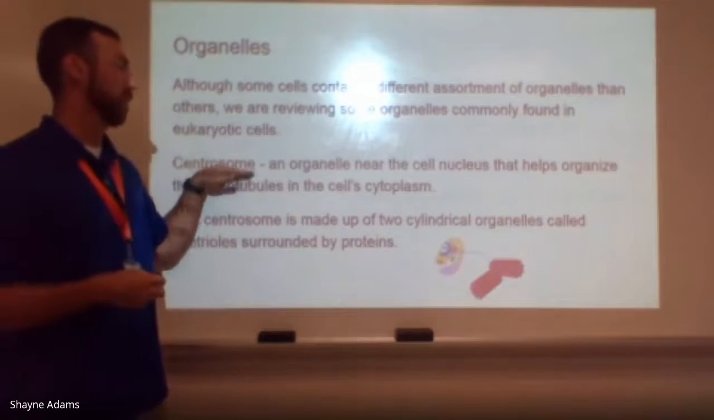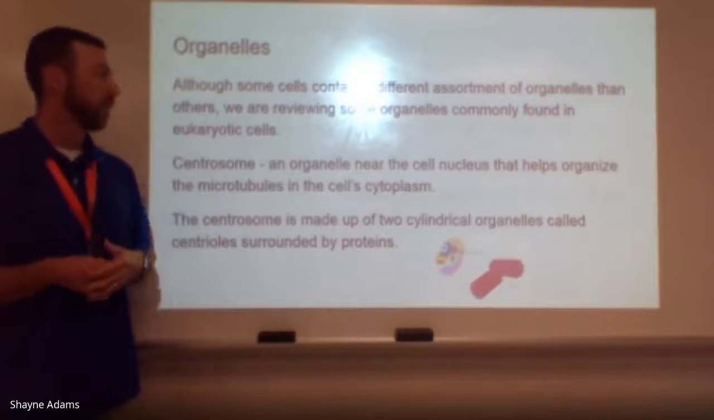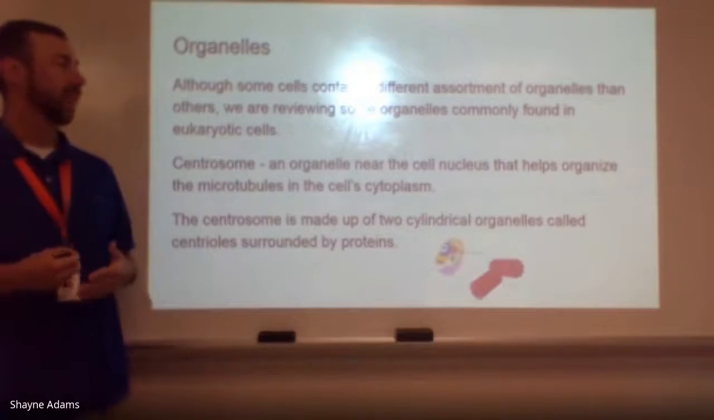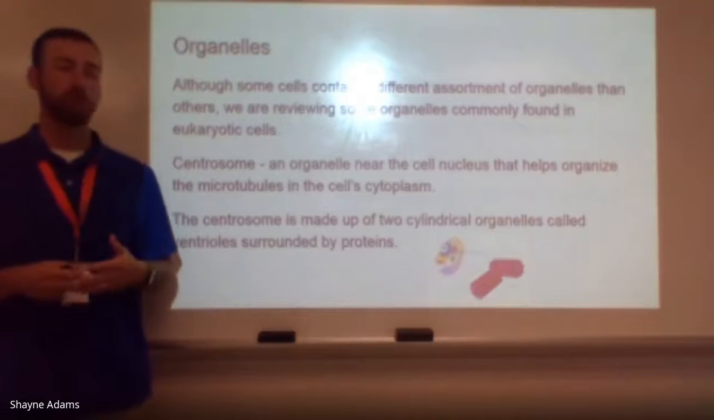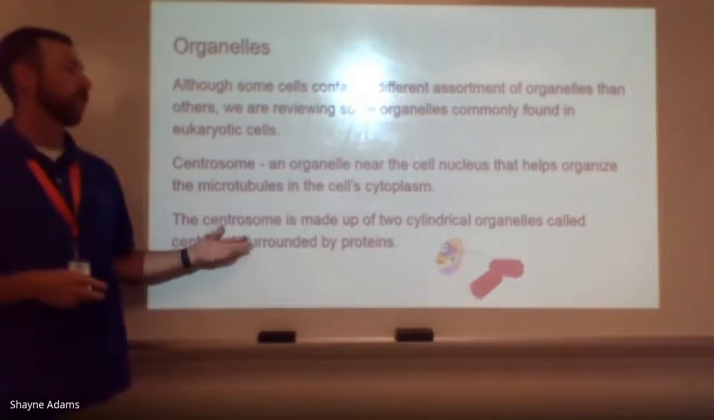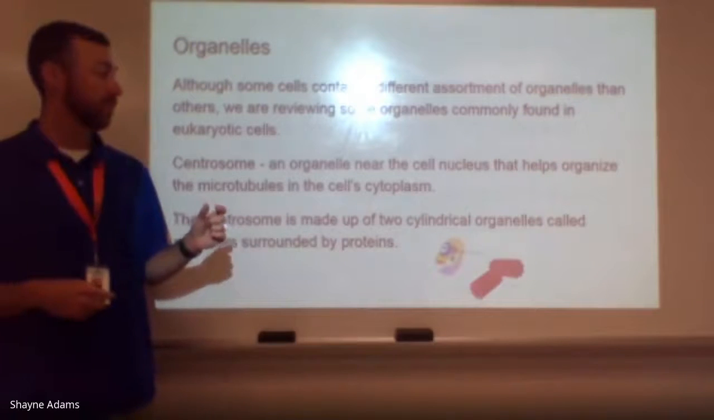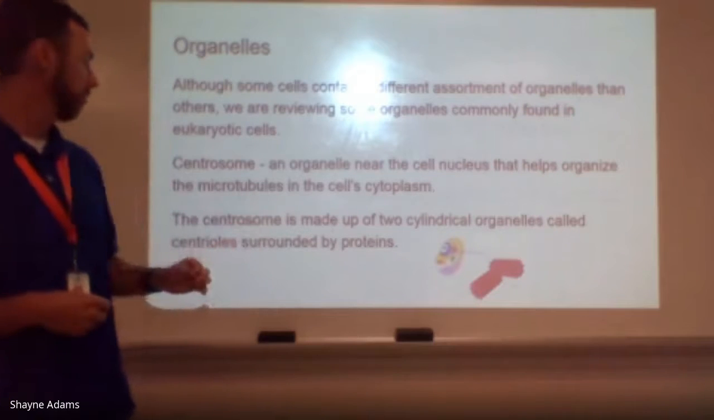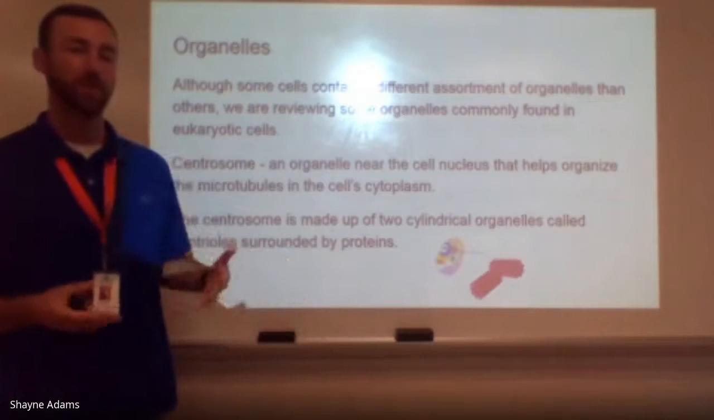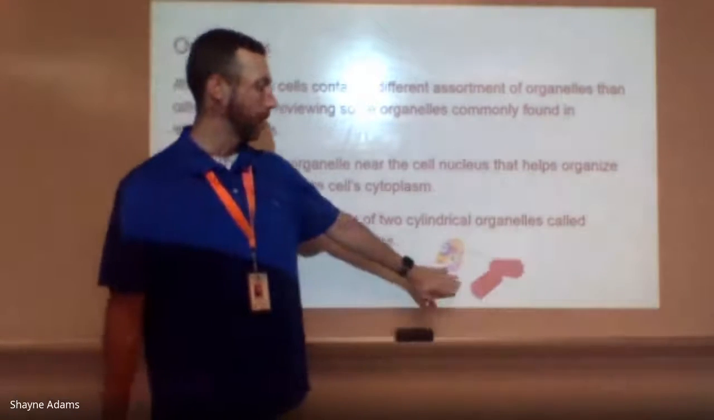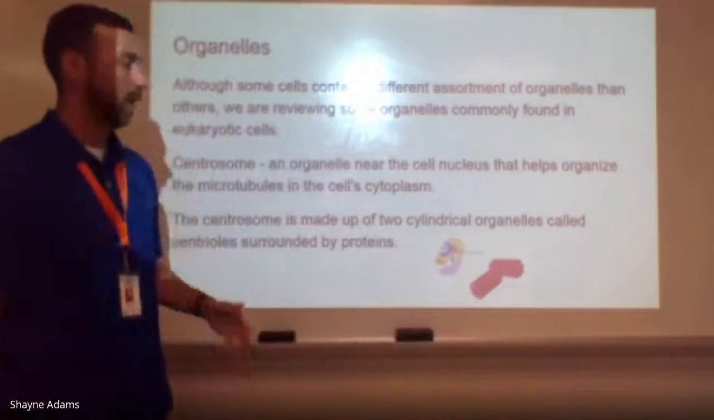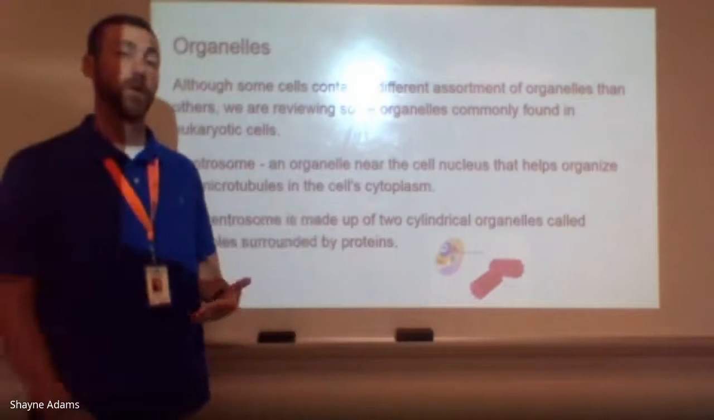We're going to start with the centrosome. Now, the centrosome is an organelle near the cell nucleus that helps organize the microtubules in the cell cytoplasm. The centrosome is made up of two cylindrical organelles called centrioles surrounded by proteins. I know it's difficult to see in the video. I put a picture of kind of what they look like here. I'm going to do this for each organelle that we go over.